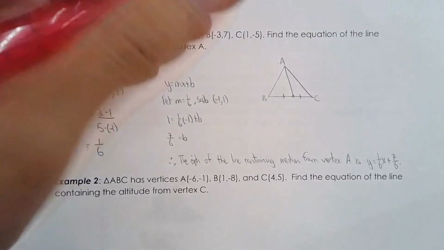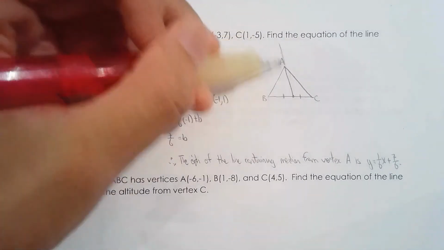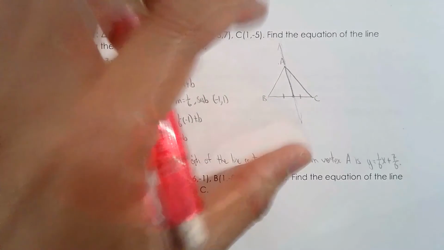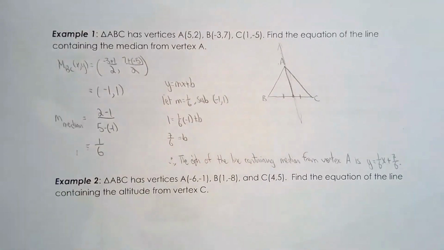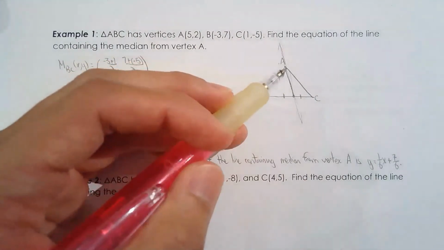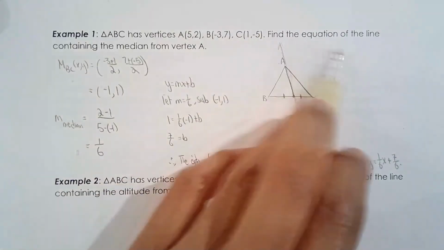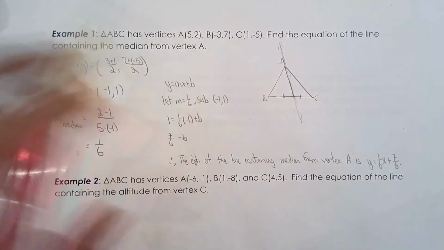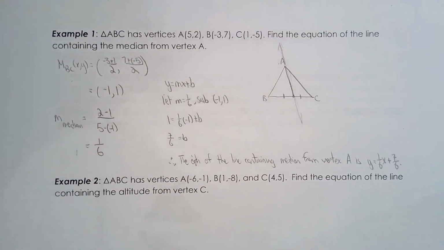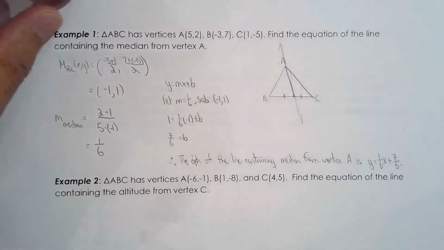Okay, so remember, you're really finding the equation of the whole line. And you see this line contains the median. So remember, this is a line, but your median is a line segment. So it's always going to be phrased like that. The line containing the median, because once again the median is a line segment, but you're finding the equation of a line. Anyways, that's it.